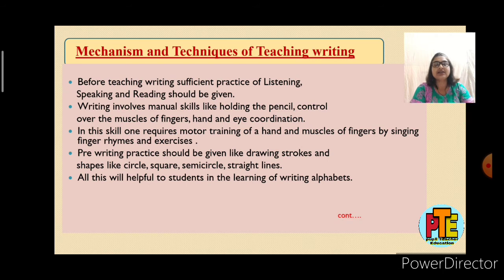As we have discussed in the earlier sessions, the sequence of learning the language skills is listening, speaking, reading and writing. So before teaching writing, sufficient practice of listening, speaking and reading should be given to students. Once the students are able to speak and read, it means that now they know the language. They have sufficient vocabulary to speak. They can identify the written symbols and read the words. It means that they are ready for starting writing practice.